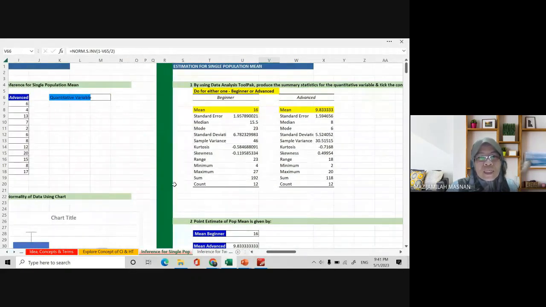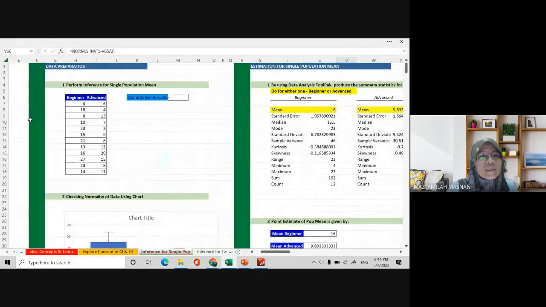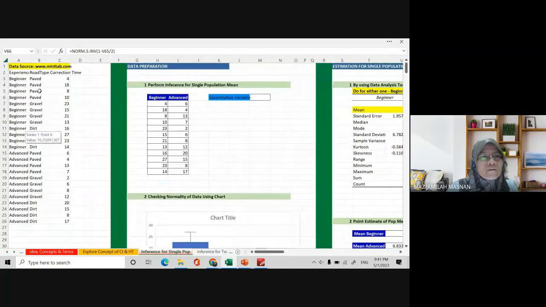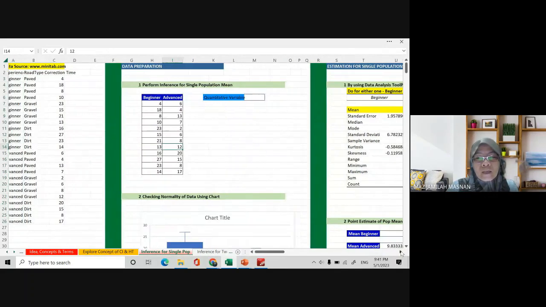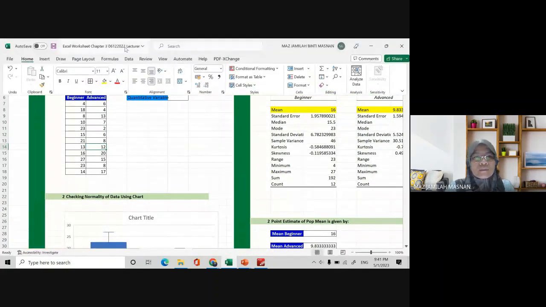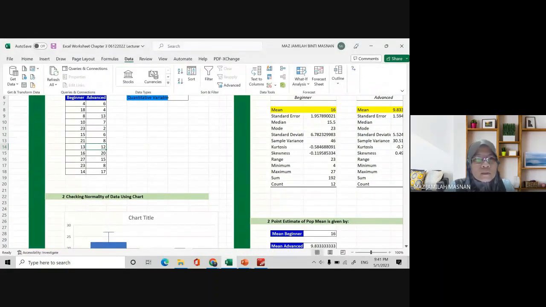How to do? Let's say I want to generate my descriptive statistic for my beginner of my real data. We have the beginner and the advanced. So let's say I am dealing with this particular column only. So I have two population. So I need to come up with the descriptive statistic of one of them. Let's say I'll just choose the beginner. How? Go to data analysis. Go to data. What is my data analysis?